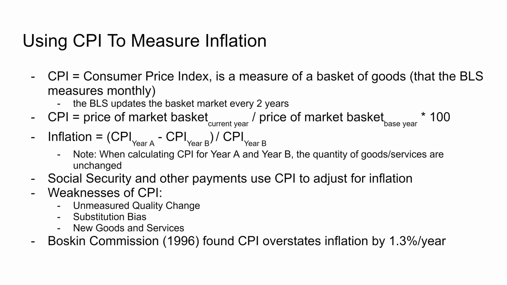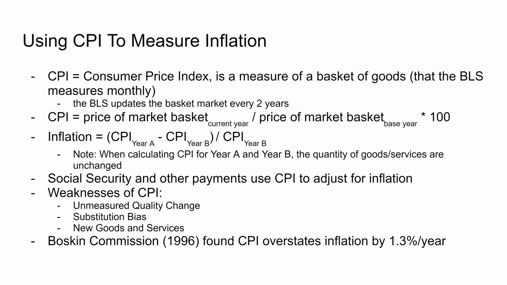Now we talk about CPI. CPI is the Consumer Price Index, which is a measure of a basket of goods that the Bureau of Labor Statistics measures monthly. The BLS updates this market basket every 2 years. To calculate CPI, you find the price of the market basket in the current year and divide it by the price of the market basket in your base year, and you multiply that by 100.